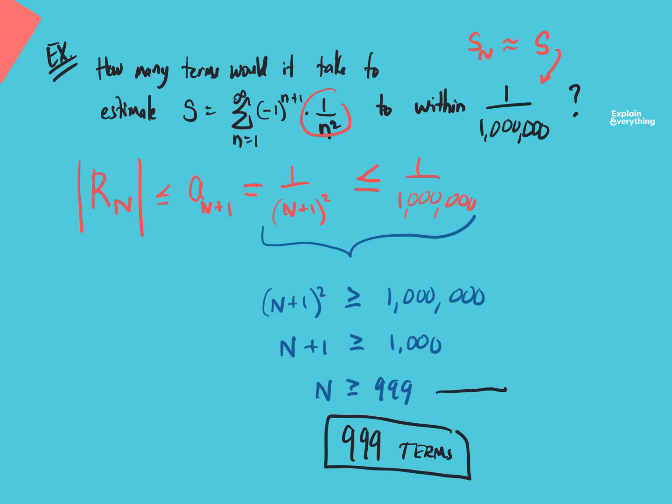If we had solved this inequality and ended up with n is greater than or equal to 999.3, if it didn't come out to a nice whole number, then 999 terms wouldn't be enough. And in that case, we would say that it would take 1,000 terms. But in this problem, it came out with a nice whole number. As long as n is greater than or equal to 999, our partial sum with that many terms will have an error that's less than 1/1,000,000.